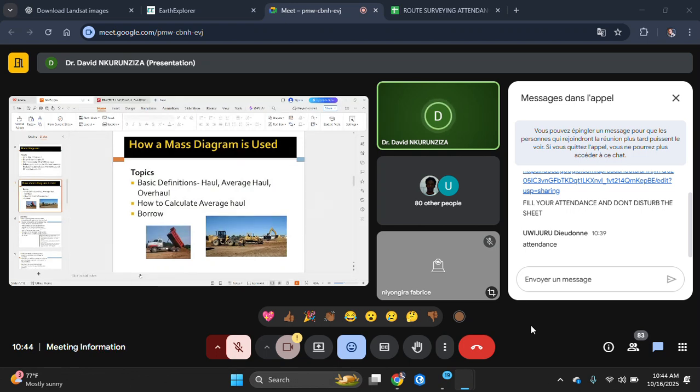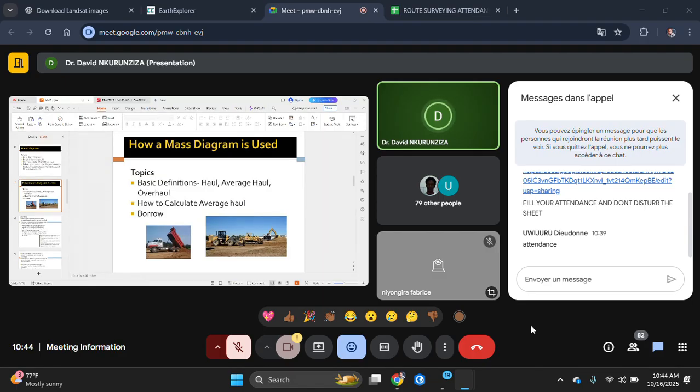We want to discuss the haul, average haul, and overhaul, the basic definitions for the mass haul diagram, and how to calculate the average haul. Of course, the borrow I have discussed already.